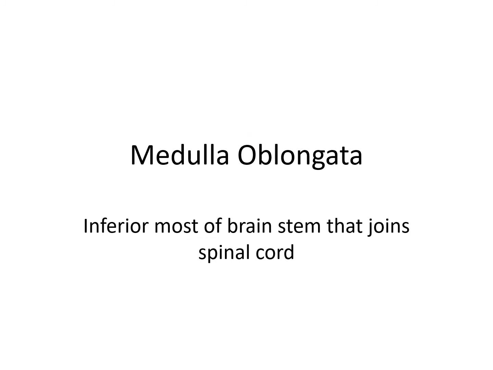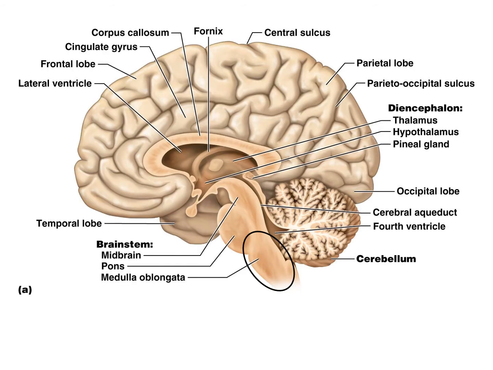The third region of the brainstem is the medulla oblongata. This is the inferior-most part of the brainstem and just superior to the spinal cord. The smaller of the two bumps is the medulla oblongata, and down here is the spinal cord.